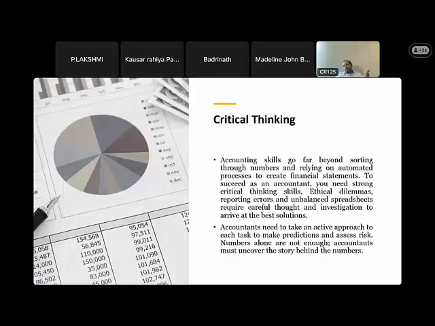So now let's move to the next one, that's called critical thinking. Accounting skills go far beyond sorting through numbers and relying on automated processes to create financial statements. We have already discussed this point. To succeed as an accountant, you need strong critical thinking. Ethical dilemmas, reporting errors, and unbalanced spreadsheets require careful thought and investigation to arrive at the best solution.